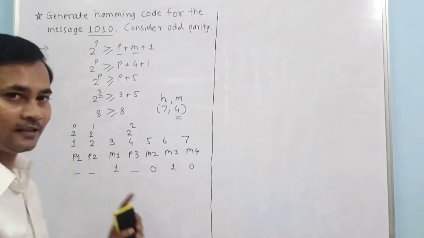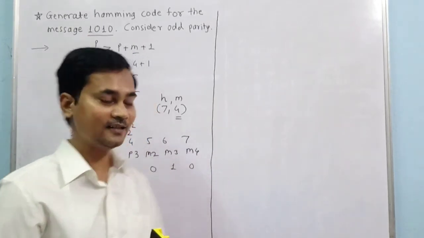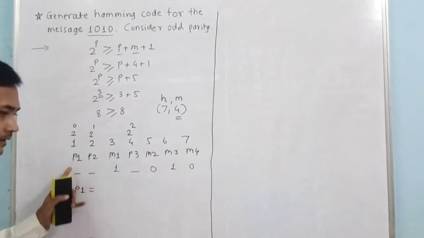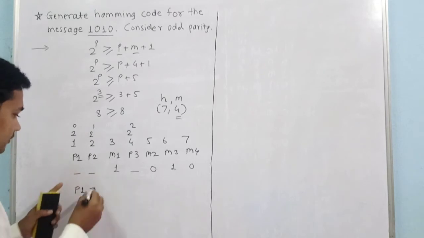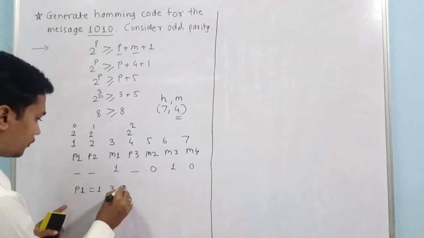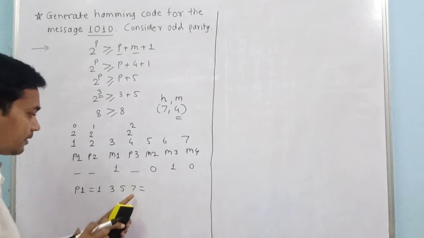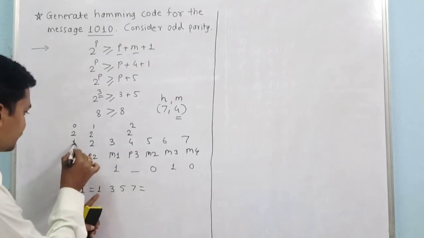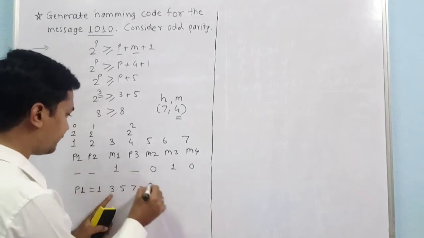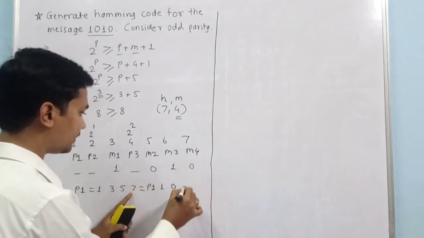Okay, so we have seen in the previous video how to decide the parity bits, right? So P1 is equal to what? P1 is the LSB bit. Okay, and the formula to find P1 is what? Positions 1, 3, 5, 7 have to be considered. So the values at positions 1, 3, 5, 7 have to be considered. 1 means the first position, that is P1. Okay, the third position is already 1. Then the fifth position has 0, and the seventh position has 0.